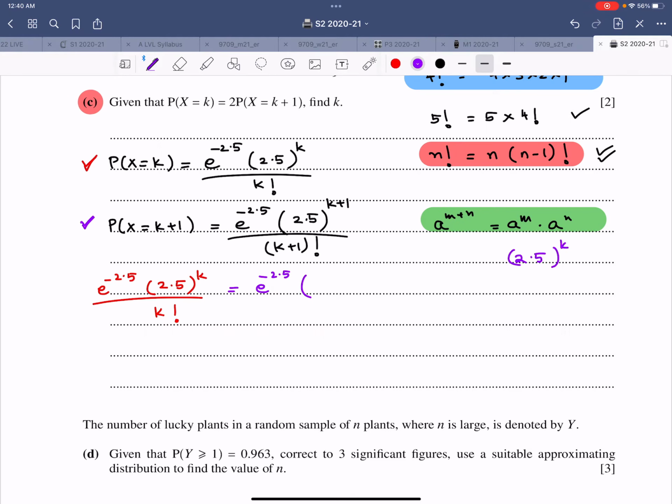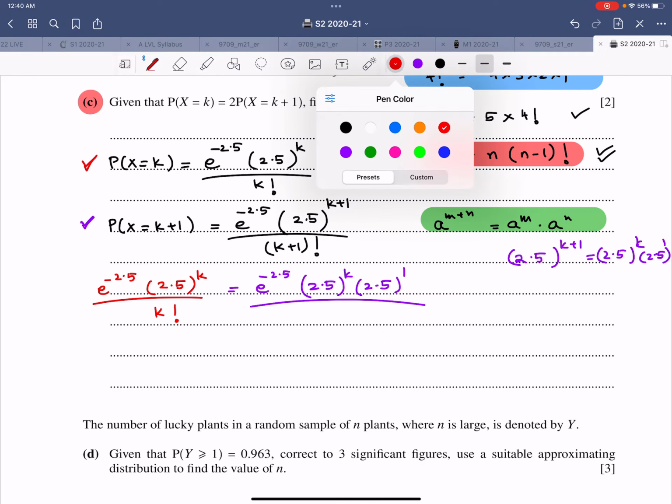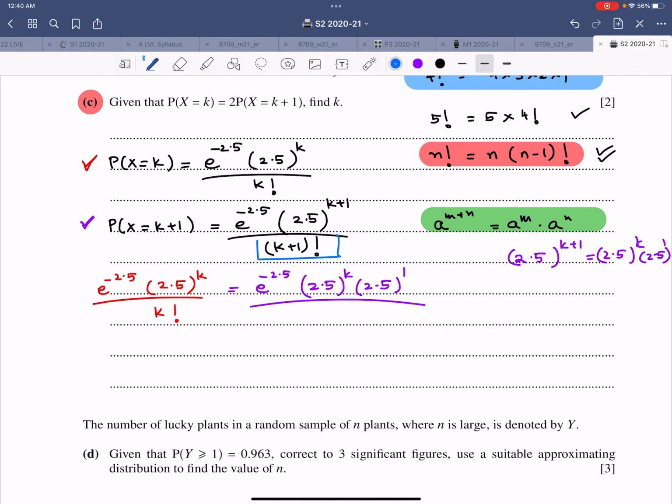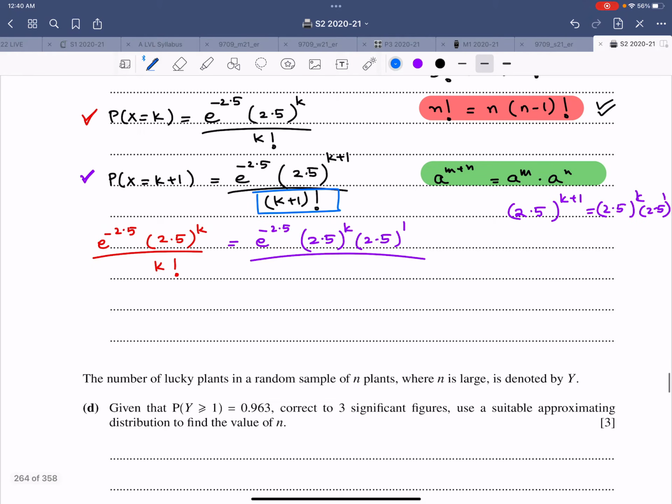2.5 power k plus 1 is 2.5 power k into 2.5 power 1. So that is 2.5 power k into 2.5 power 1. It's a beautiful calculation. And similarly, what about this? The k plus 1 factorial. Can I write this thing as k plus 1 factorial?